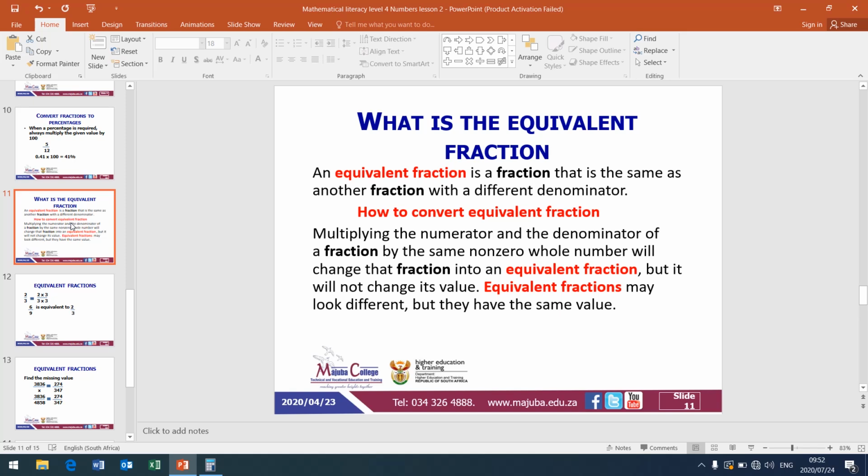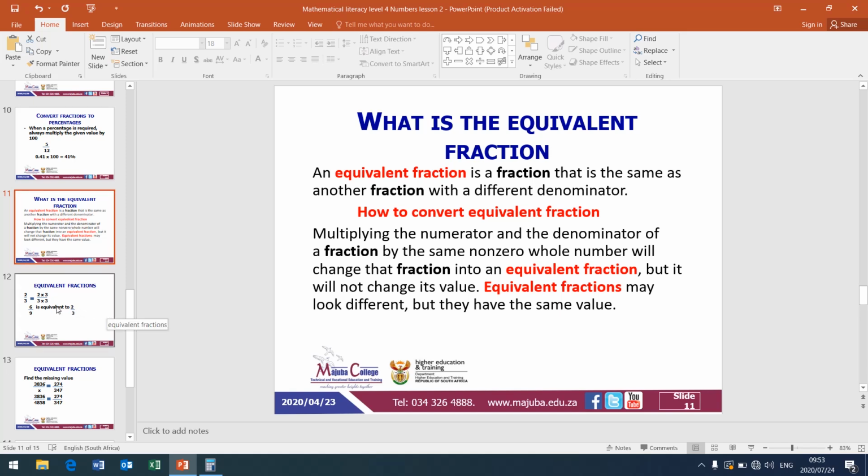What is the equivalent fraction? An equivalent fraction is a fraction that is the same as another fraction with a different denominator. How to convert equivalent fraction? Multiplying the numerator and the denominator of a fraction by the same non-zero whole number will change the fraction into an equivalent fraction, but it will not change its value. Equivalent fractions may look different, but they have the same value.